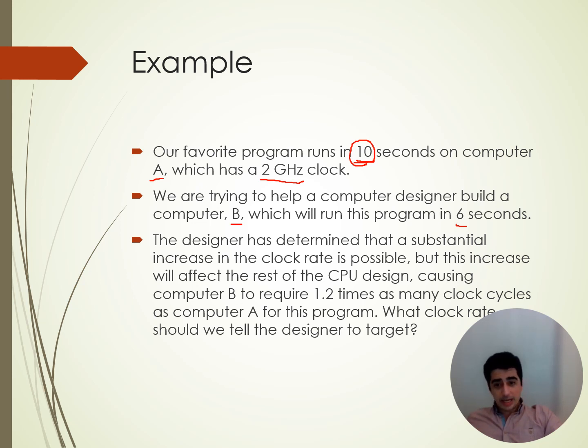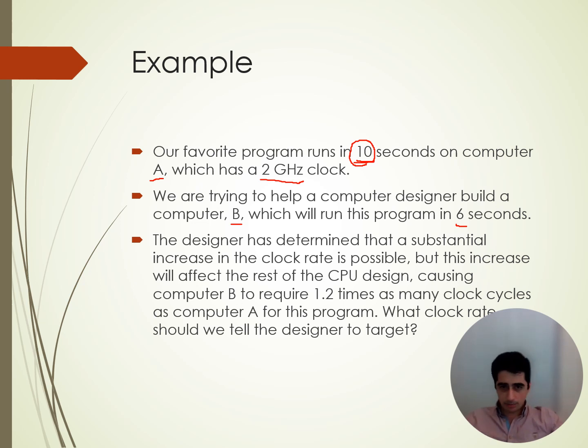The designer has determined that a substantial increase in the clock rate is possible. However, this increasing clock rate will affect the rest of the CPU design, causing computer B to require 1.2 times as many clock cycles as computer A needs for this program. The question is, what clock rate should we tell the designer to target?